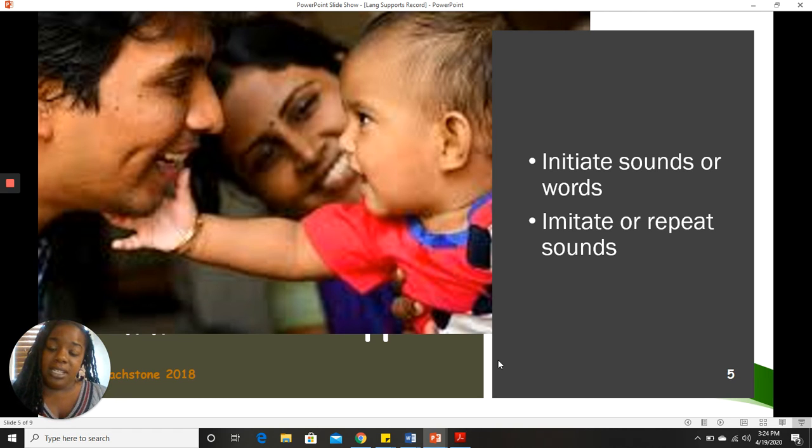Imitating or repeating sounds, you would imitate and repeat the sounds of your child. So when they're making babbling noises or sounds like da da da da or ba ba ba ba, you want to repeat those sounds, because that's their first attempt at trying to use language. We want them to know that we're listening to them and that their language is important to us too.